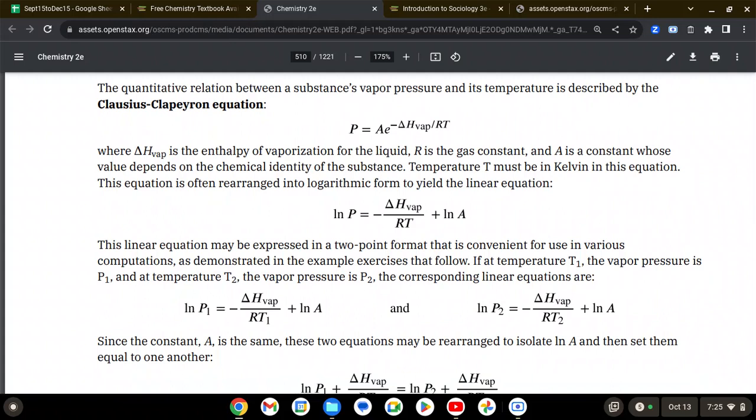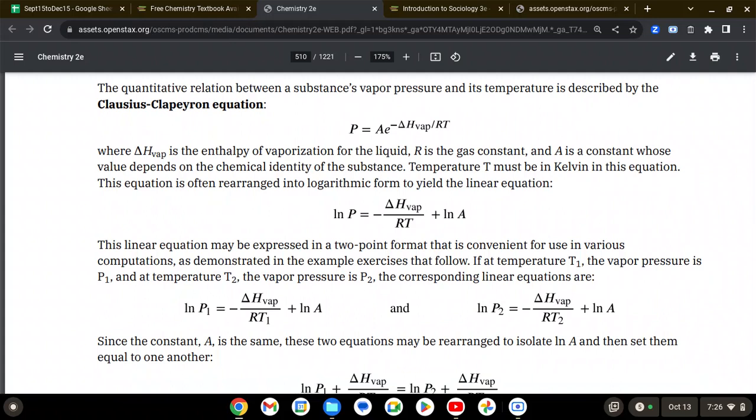This equation is often rearranged into logarithmic form to yield the linear equation. And what you could do, cool thing, in logarithmic form, you take the natural log of both sides. Actually, that sounds like a fun little thing to do right now. Let's do it. Let's put that there.